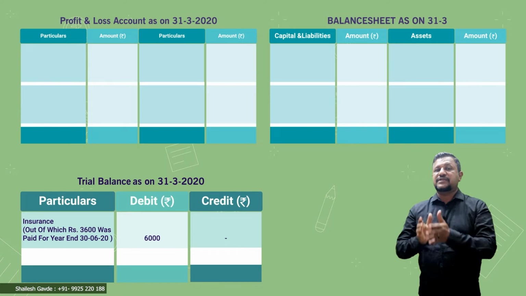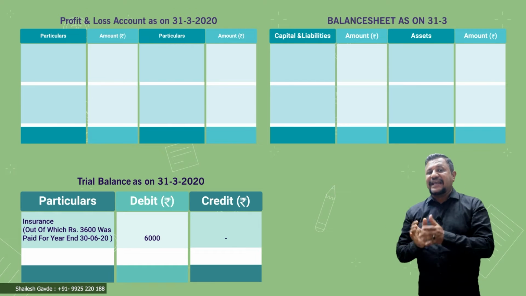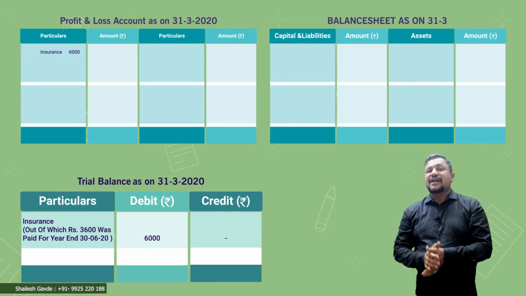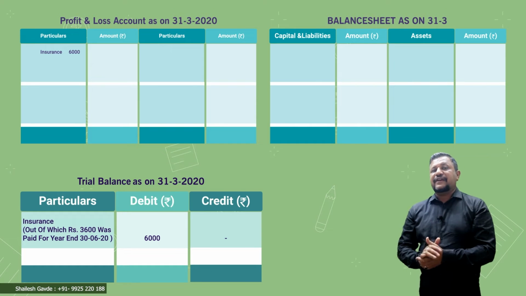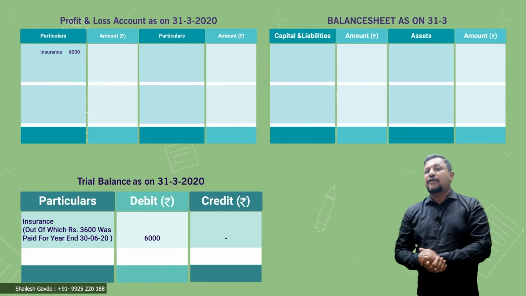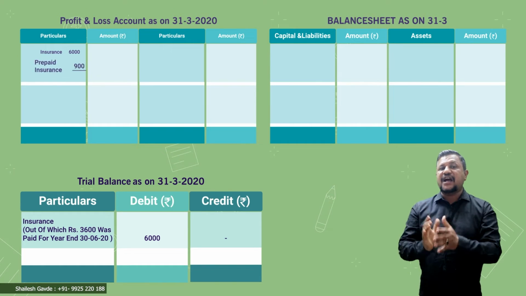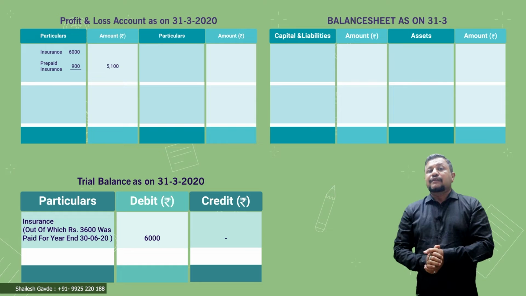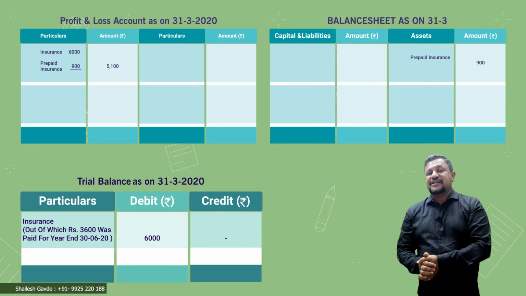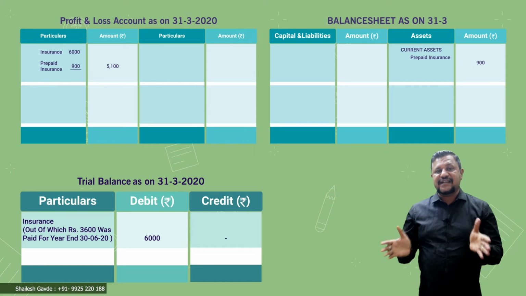We'll first post insurance premium in the profit and loss account, debit side, inner column 6,000. Now if we take this adjustment's effects, the first effect: from insurance on the P&L debit side, we will deduct prepaid insurance 900, and the outer column will record 5,100.